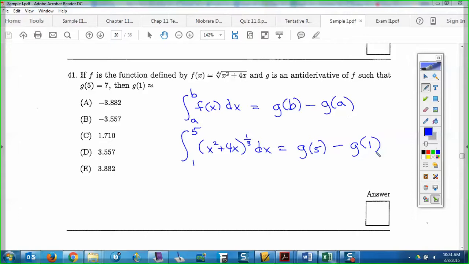So, I could rearrange this a little bit. I could add the g of 1 over to this side, and then I could subtract the integral from this side. So, g of 5 minus that integral. Now, you guys type that in your calculator. So, type in 7. What's g of 5? 7. So, type in 7 minus, and then do the definite integral from 1 to 5 of that, and then hit enter.